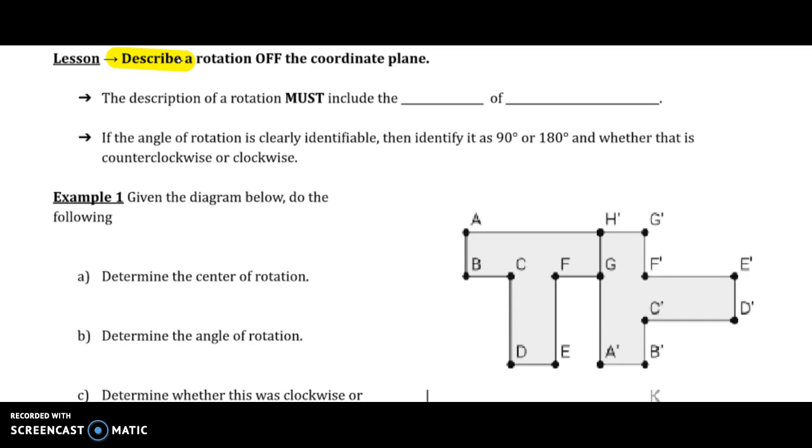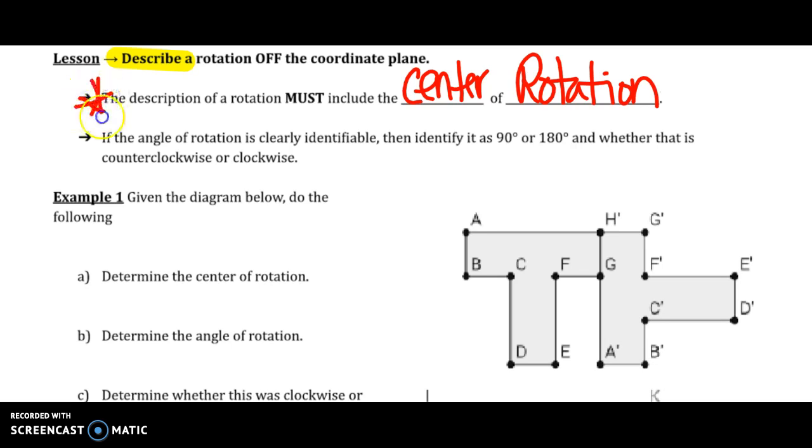it said to describe the rigid motion that maps this T shape onto this T shape, okay? We would say that a rotation occurred, and we must include the center of rotation, all right? I must say about what point the figure rotated. Okay, if I do not include the center, I will not get full credit for describing the rotation. Right, so the description must include the center of rotation.